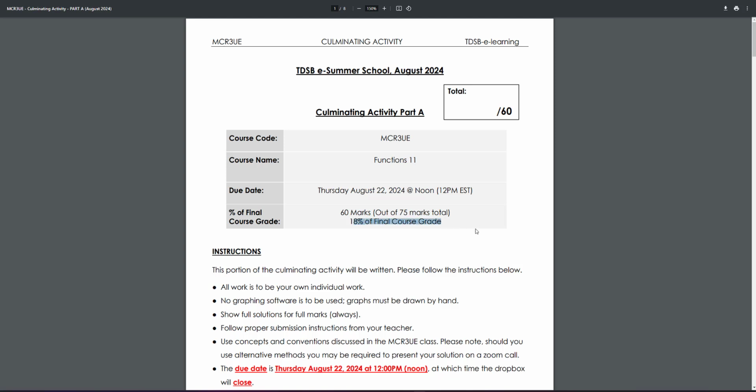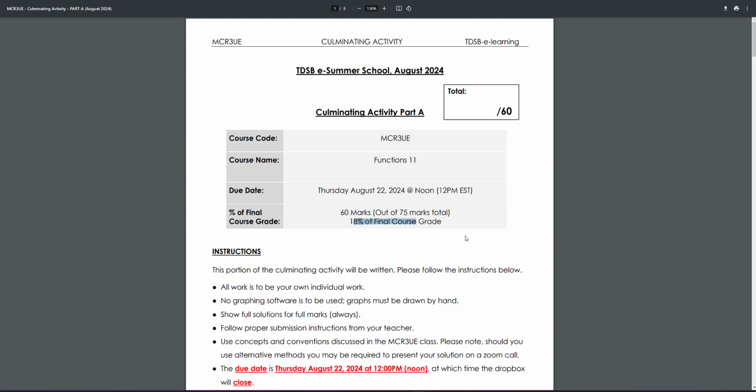I'm not sure exactly what this 18% final course grade means. I think that means it's worth 18% of your overall mark. I will double check this. I thought it was 20. Like 20 and 10, like part A is worth 20%, part B is worth 10%. But it might be 18 and 12. I'll just double check it.